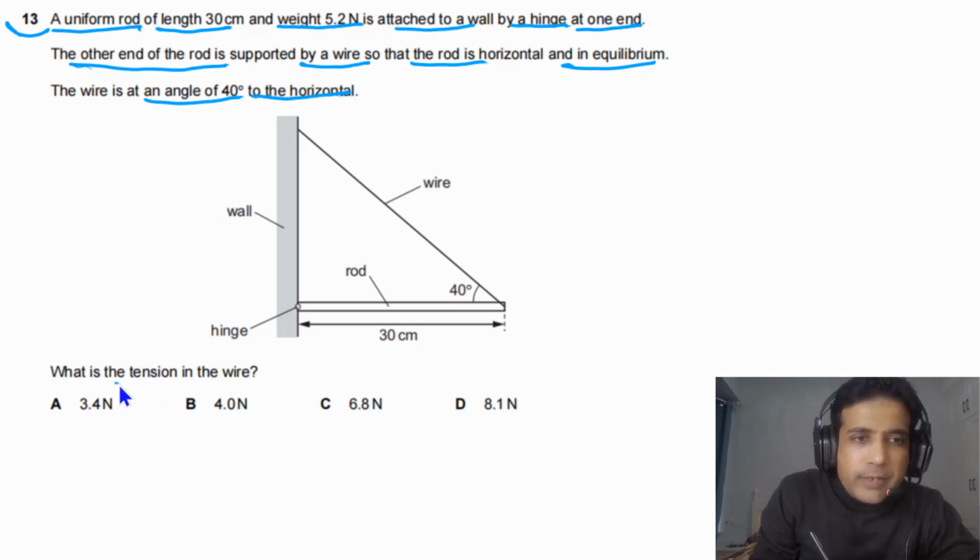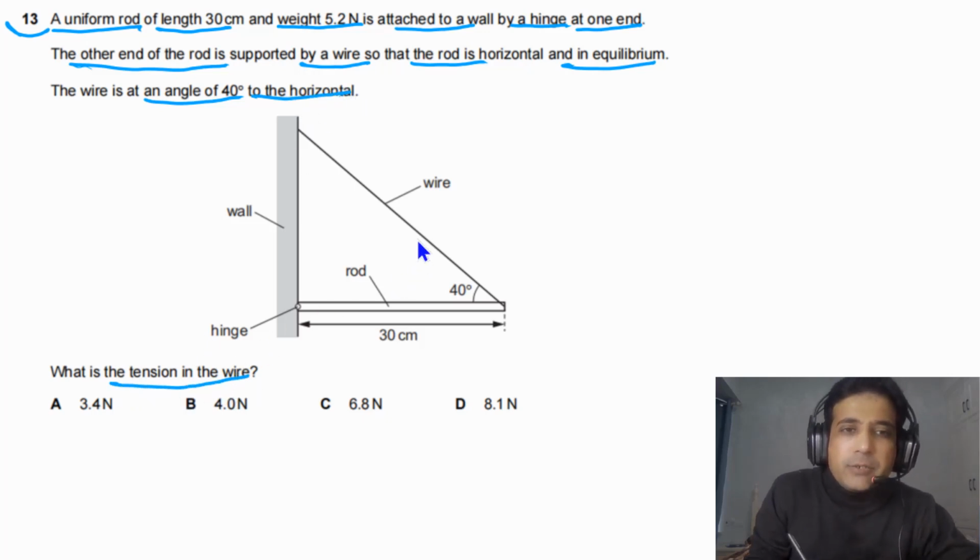We need to find out what is tension in the wire. So first of all, we need to understand there is a tension in the wire. That's the reason this is in equilibrium. And this rod is uniform, so it means its center of gravity is acting at the midpoint of this rod. So we can draw the line here. So the force of gravity is acting here.